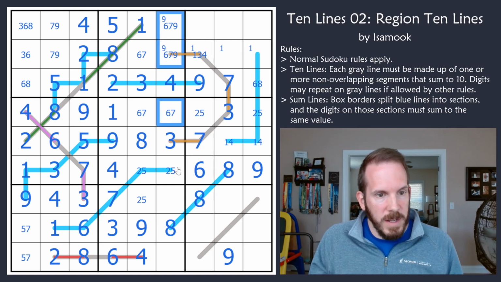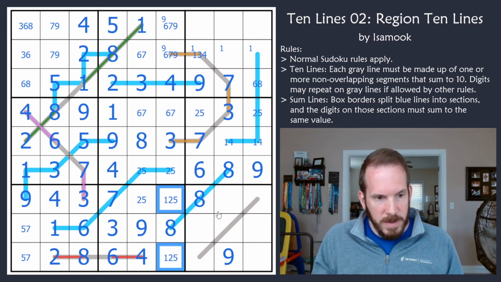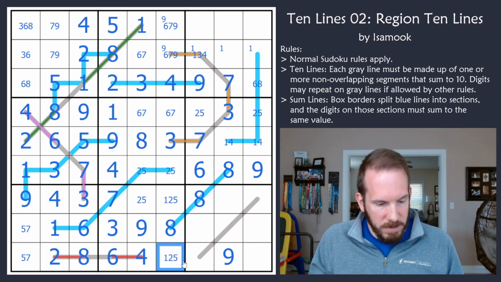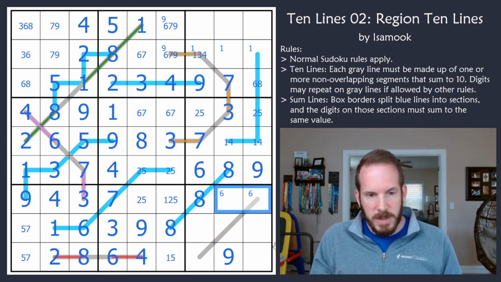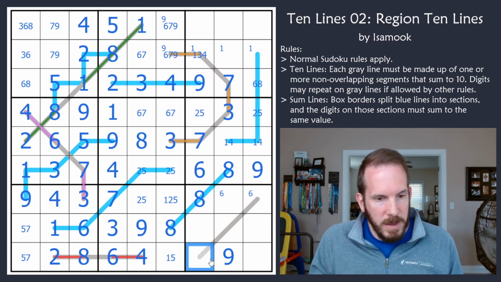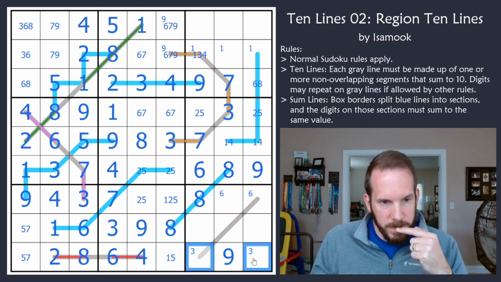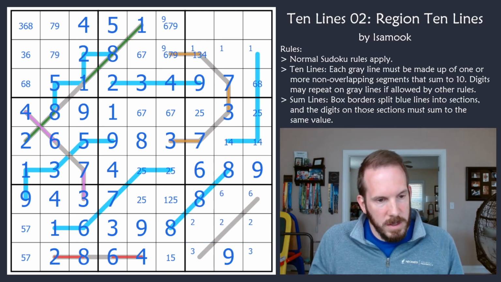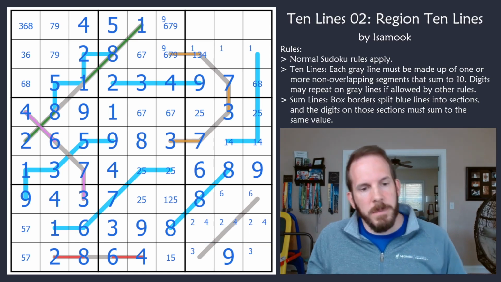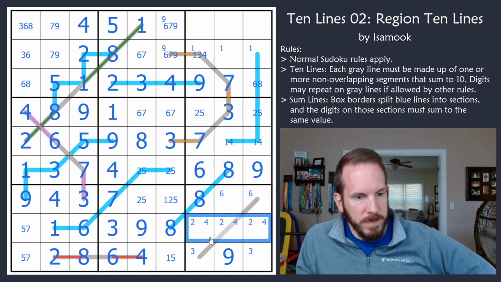This is a 6, 7, 9 triple. So what are these? 1, 2, 5. This 2 makes this 1 or a 5. We need a 6 here. We need a 3 here. We need a 2 here. And a 4. Okay, just by Sudoku looking across.